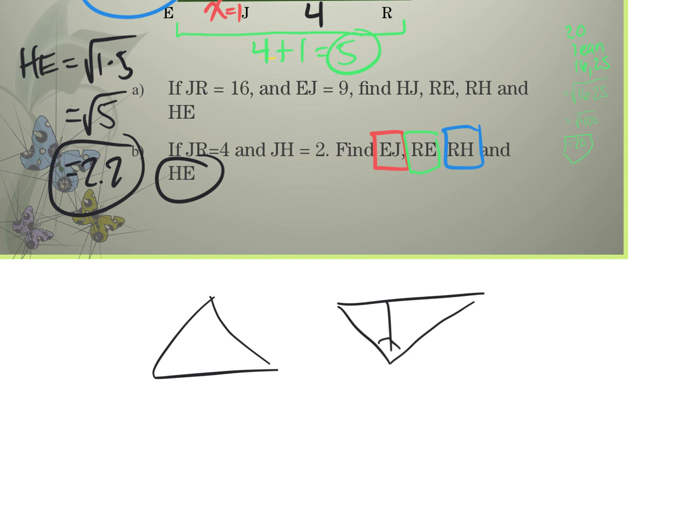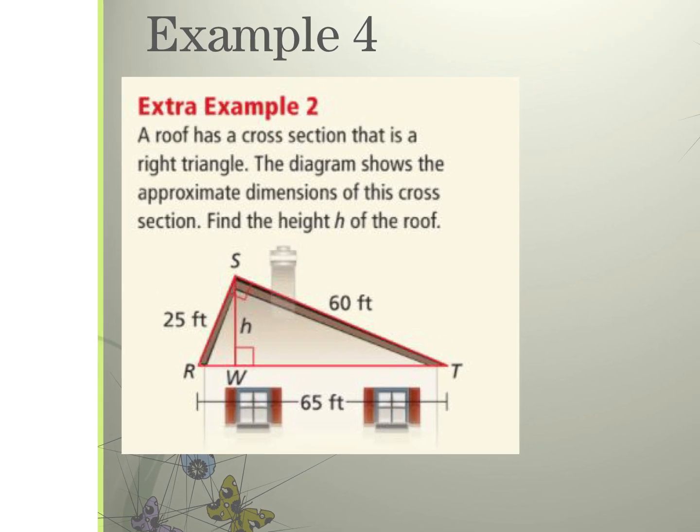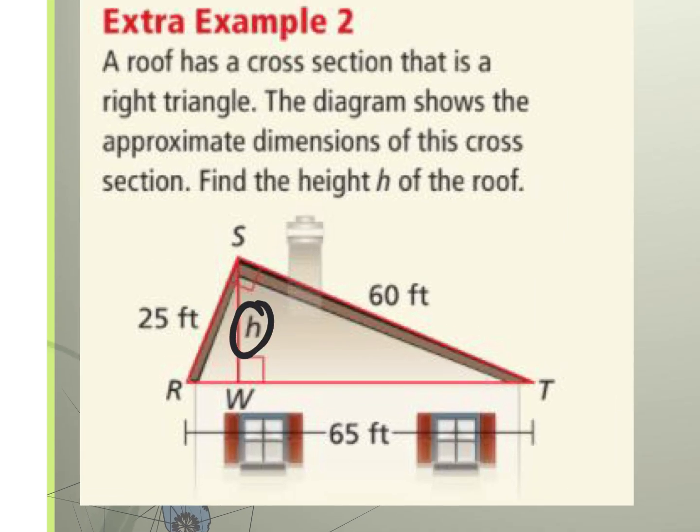All right, let's take a look at another example. A roof has a cross section that is a right triangle. The diagram shows the approximate dimensions of this cross section. Find the height of the roof. So we're looking for the value h. So h, remember, is going to be the geometric mean of RW and WT.